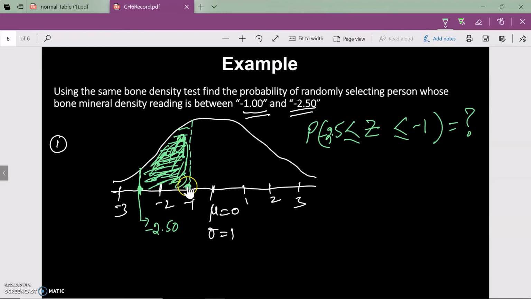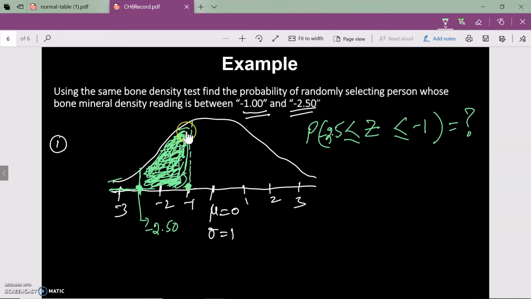Right? What I'm going to do now, please pay attention. First I'm going to calculate the area to the left of -1. This is very important, you need to understand that. Then I'm going to find the area to the left of -2.5, this area. And then I will subtract the smaller area from the larger area, and in this way I will get this green area. It is very important that you understand how I'm going to do that.